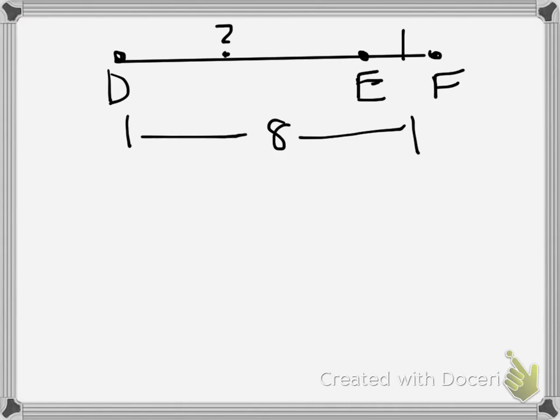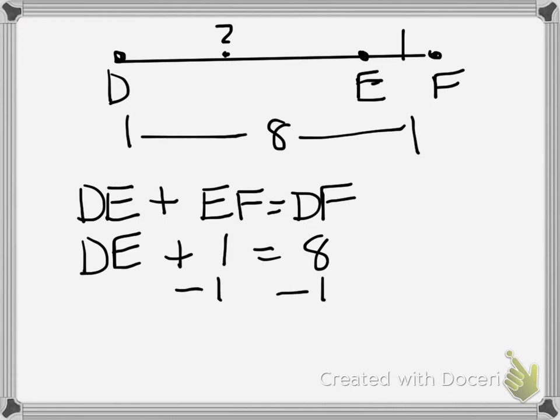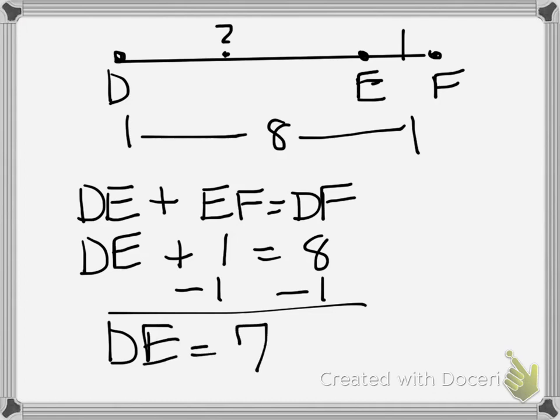So again, I'm going to set up an equation. Segment DE plus EF equals DF. Plug in what we know. We don't know DE. We do know EF is 1, and DF is 8. And all we have to do is subtract 1 from both sides, and we end up with DE equaling 7. And that is our answer.